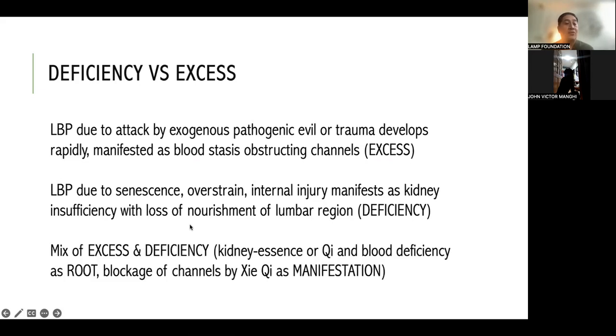But most cases of chronic low back pain are actually a mixture of excess and deficiency. So with the kidney essence deficiency or chi and blood deficiency as the root, and the blockage of the channels by the pathogenic factor as manifestation.